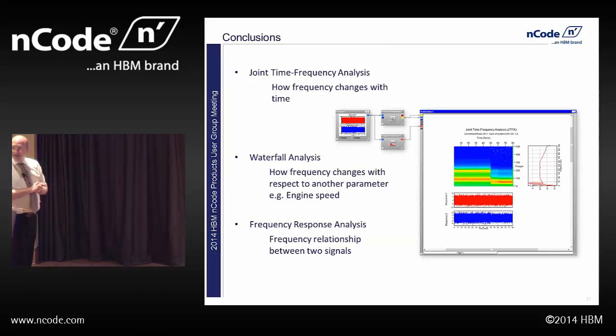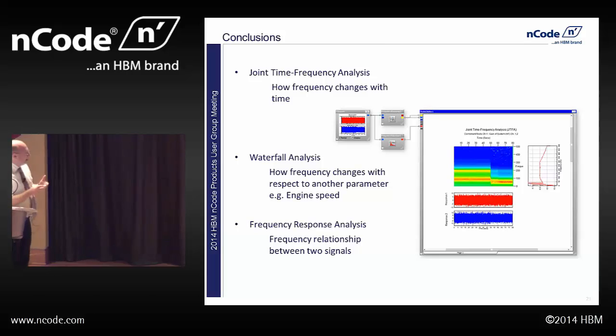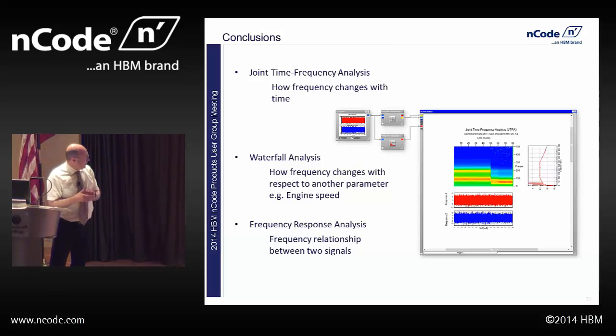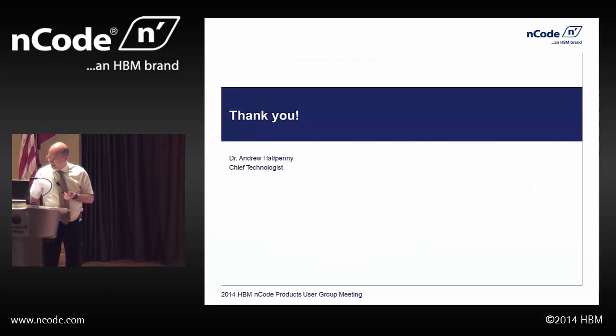So in conclusion then, when we're looking at joint time frequency, really it's how frequency changes with respect to time. Rather than a single PSD, we calculate the PSD over several points in time. With waterfall analysis, this is a special kind of joint time frequency which is correlated to another parameter, and mostly that's going to be engine speed for us. And finally, in version 10, we've also included frequency response analysis, where now rather than just getting one FRF, we can see the FRF with respect to time, and that enables us to start to see nonlinearities or changes in the structure's response. Okay.